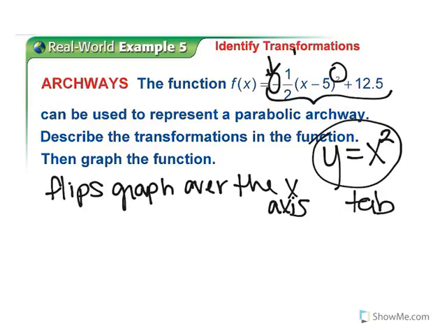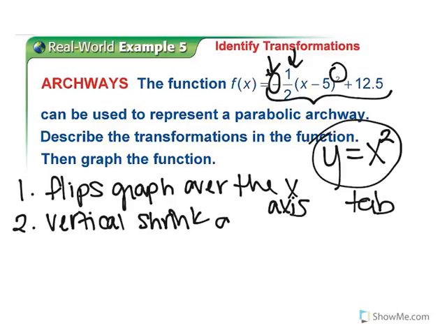Then we see that it's being multiplied by 1/2. Well, in our last example, we said that gave us a vertical shrink because it was less than 1. Now, that means my graph is going to be half as tall. So we have first, it flipped over the x-axis. 2, it had a vertical shrink of 1/2.